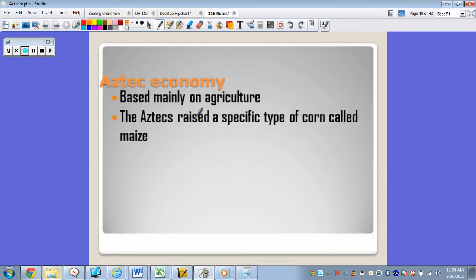Aztec economy is again based on agriculture. Now, if you think back, we said arid climates, so not a lot of rain, so again, we need irrigation for agriculture to work. And the Aztecs are going to raise a specific type of corn known as maize that is actually successful there.